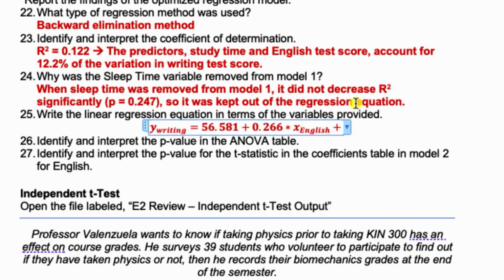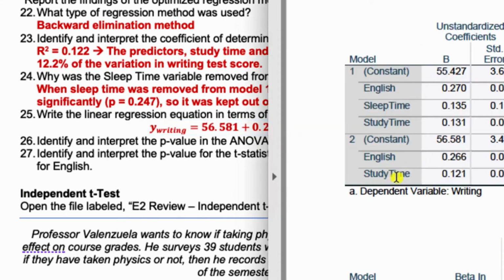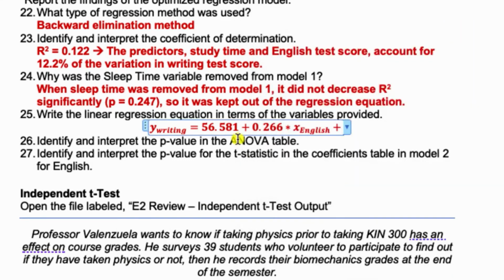Okay, and then we add our last variable in our model. The b coefficient for that one is 0.121 times some x for study time. I'll just put study. Okay. And so that's our regression equation for the prediction of our writing test score.